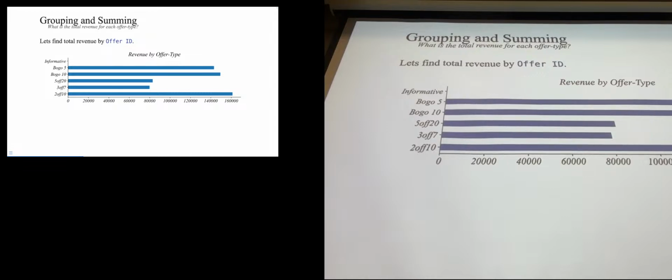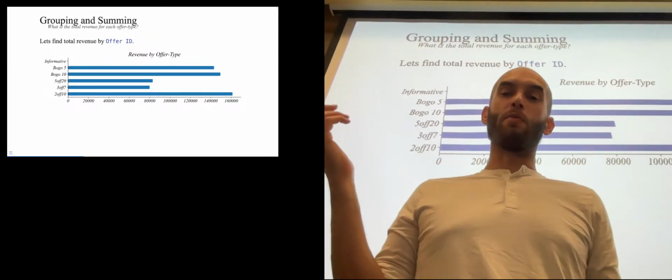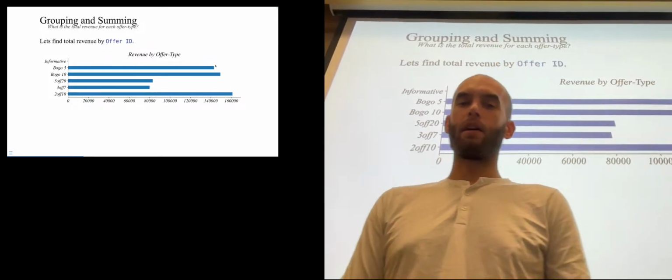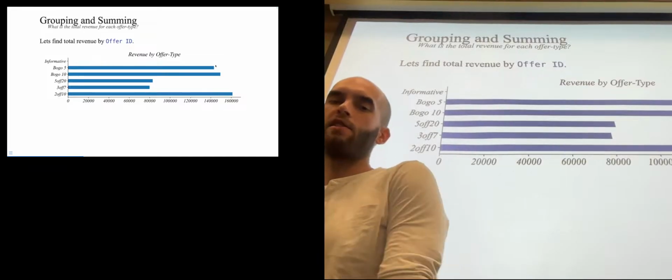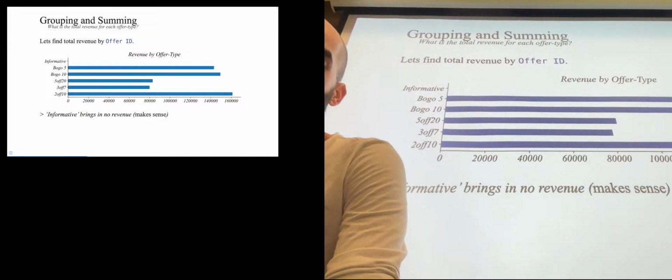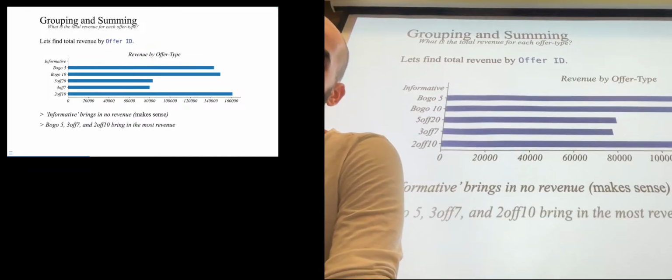Okay, so what we're doing here is going through and adding up revenue by offer type. And in this way, we can see 2 off of 10 is bringing in the most. BOGO 10 is bringing in a lot too, and BOGO 5 is bringing in a lot. What does this tell us about behavior change? Does this tell us that 2 off of 10 is the most effective?